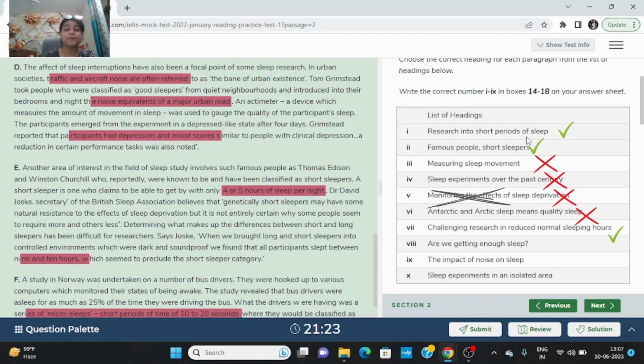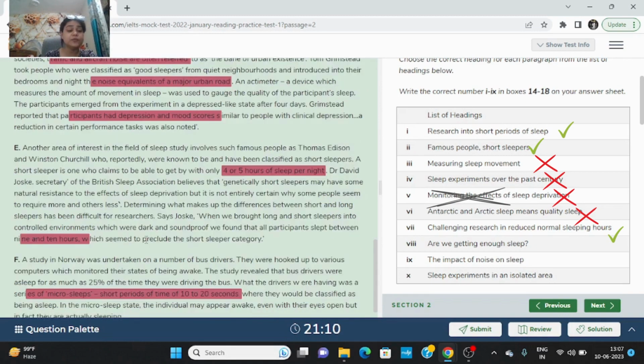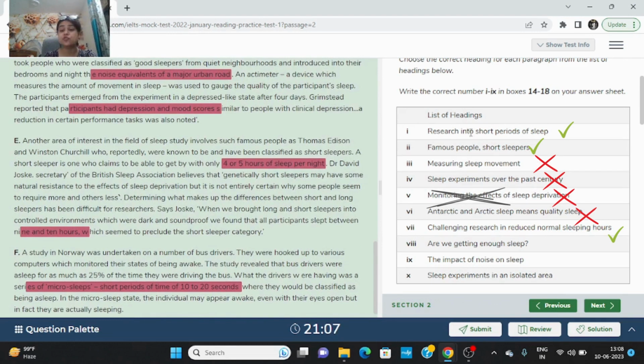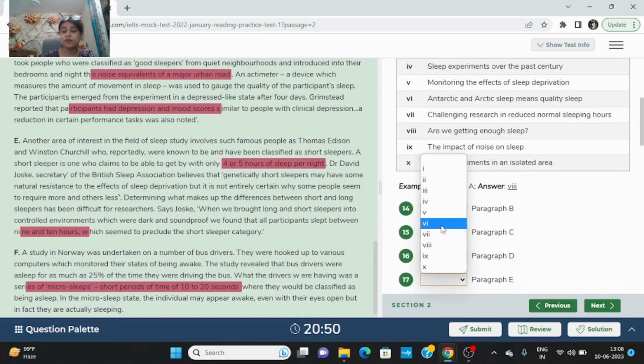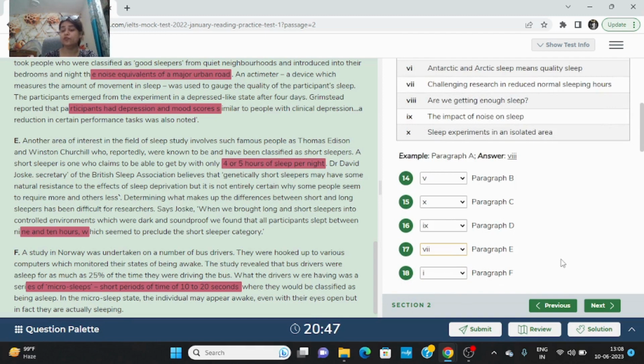If you guys will see, short period of sleep will not come over here because it's given over here, and they're not talking mostly about what is short period of sleeps or majorly micro sleeps, so you will not put it over here. And the second, famous people, they are talking only about Thomas Edison and Winston Churchill, but here they are not talking anything about it, so you can't put that heading. So the most appropriate one is the seventh one, so I will mark over here and I will move.